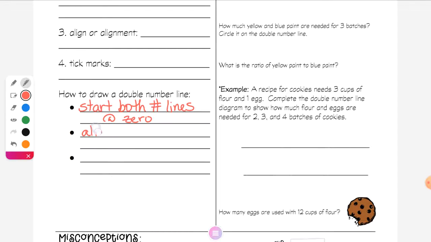Align, and that was one of our vocab words. We're just going to talk about it. Align tick marks on both number lines. What do you think that means if I'm going to align the tick marks on both? Owen? So that way they're like even. Yeah, they're lined up. If you put a tick mark on the top one, you're going to put a tick mark right under it on the bottom one. Okay, that one's hard to define. It just means like line them up. But when we do the example, this will make sense.